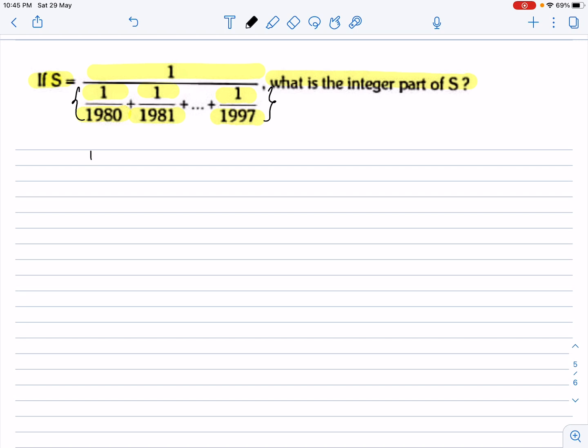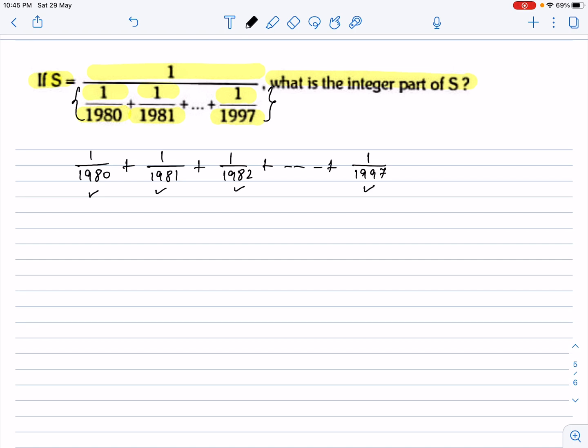1 upon 1980 plus 1 upon 1981 plus 1 upon 1982. Continuously it is keeping on increasing up to 1 upon 1997. So guys, how many times is this fraction written? 80, 81, 82. I have started writing from 80 and I have written it till 97.